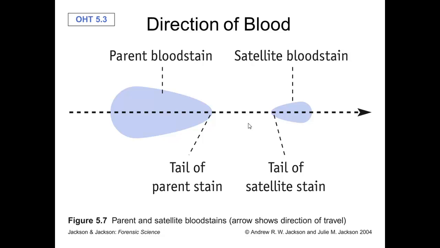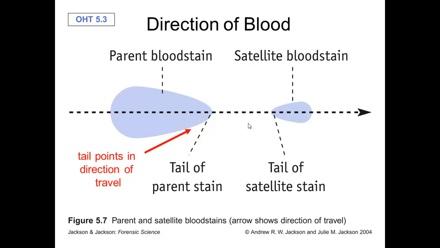This picture shows you that sometimes when a drop hits the surface, some of the blood flies away from it. Those of you that did drops at 100 centimeters or higher already, you probably have seen some of it starts to fly away. The tail of that satellite actually points towards its parent stain, the original stain.